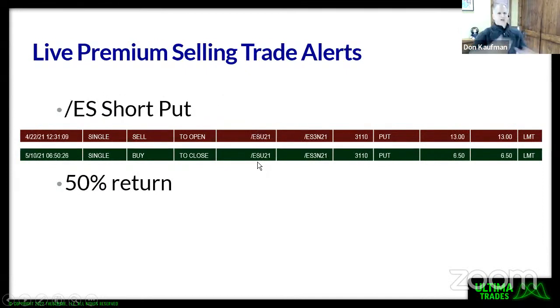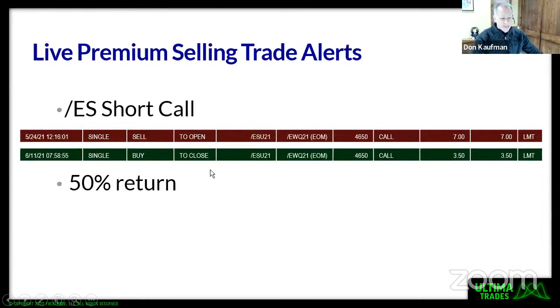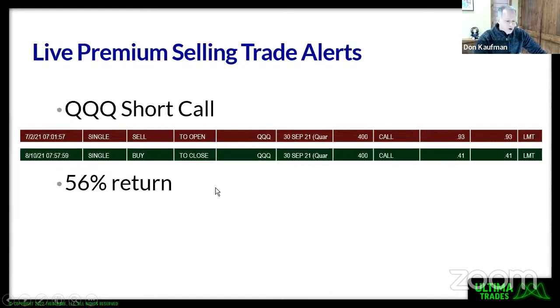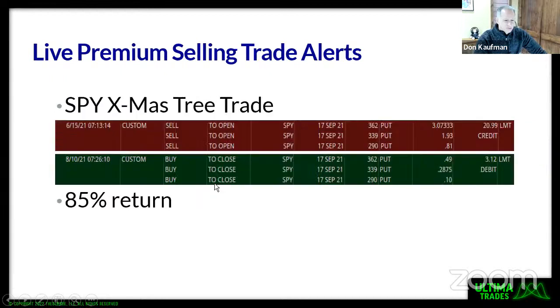Time out. When we got about halfway through the year, I switched to the ES options on futures because for margin, these things are absolutely phenomenal. Still scrolling here. Now we're actually trading QQQ and S&Ps, right? All 50% plus returns here. And I know I'm flying through this. Every one of these trades is an alert. Every one of them is being blasted out to you. Bond short call, 56, 30% return.